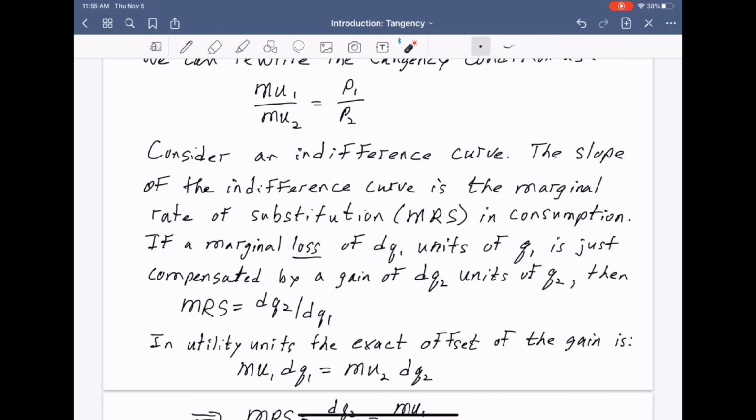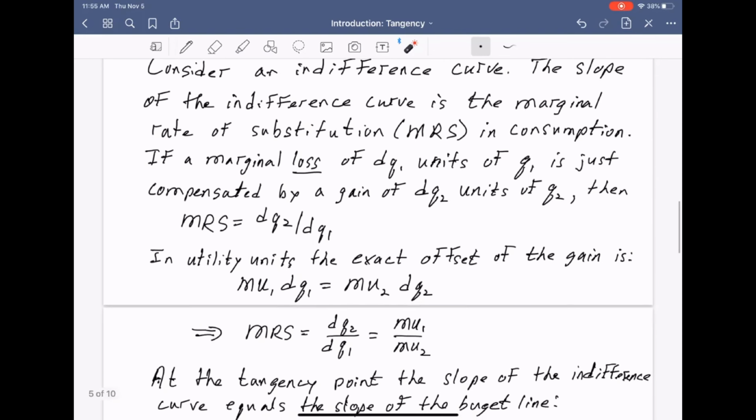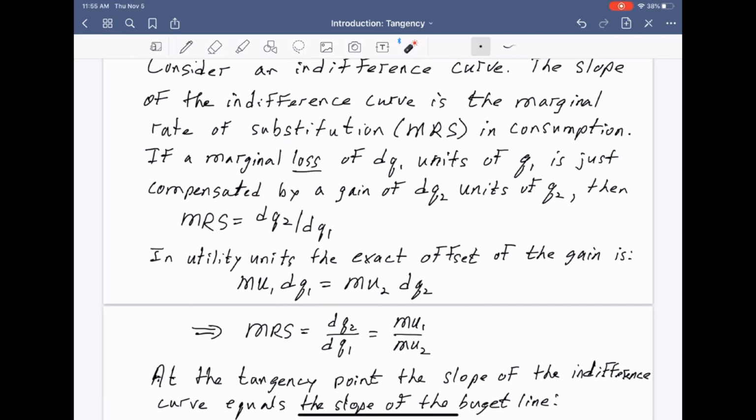If a marginal loss of dQ1 units of Q1 is just compensated for by a gain of dQ2 units of Q2, then the marginal rate of substitution is given by MRS equals dQ2 over dQ1. All right, now the interesting thing to note is that dQ2 over dQ1, it turns out, and we'll see that in later lectures, is also the slope of the indifference curve. But we'll get to that in a later lecture.